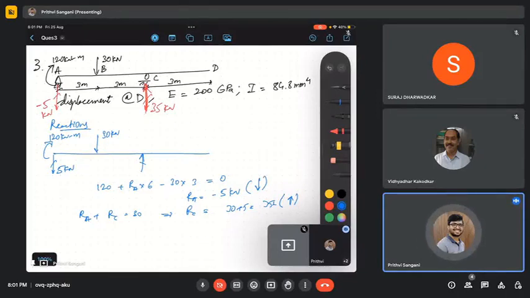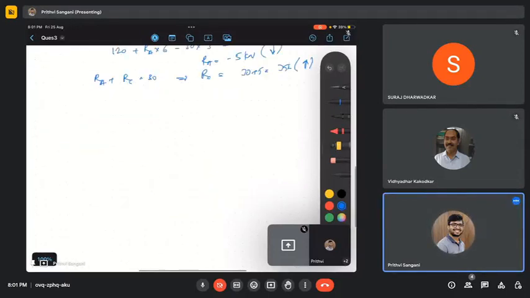So the point of interest is D, and we need the displacement at D. We don't have any horizontal displacement, so we are talking about the vertical displacement at D. So we have A, C. This is 1 kilonewton. So this is the real beam with the virtual unit load.